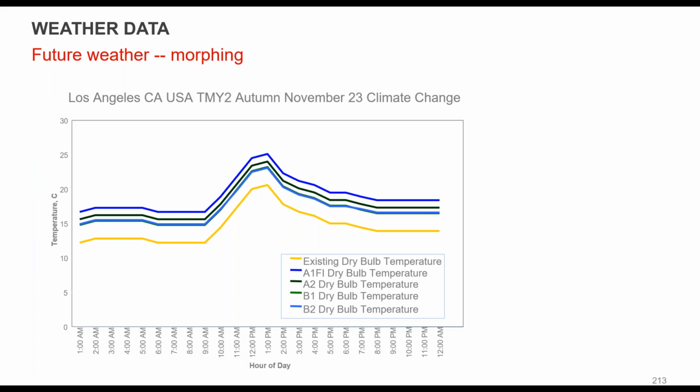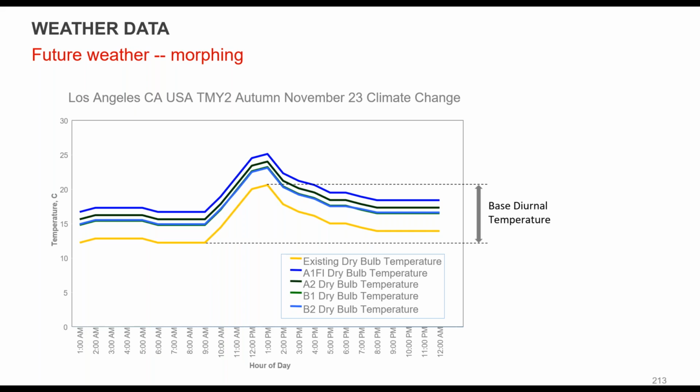So this is an example of morphing. This is from Los Angeles TMY2 file. The yellow is the existing dry bulb, and then there are 4 lines. 2 of them are basically on top of each other, but representing the GCM, the global climate models output, and how the 4 scenarios that they're using.